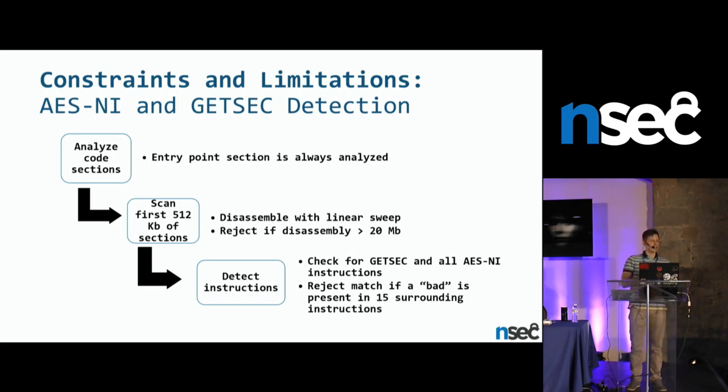When it comes to identifying the Advanced Encryption Standard New Instructions, AES-NI, and GETSEC, we used a linear sweep approach in this case, because it is faster. So we always start processing with the section where the entry point is. We scan the first half megabyte of the section, using a linear sweep disassembler. Once we identify GETSEC and AES instructions, we look at 15 instructions before and after to see if all these instructions are correctly disassembled. Because this may not be the case if we start disassembling not from the right offset, but from the middle of an instruction, and we get the AES instruction. Then there are some bad instructions, which means that we're probably not doing this the right way.